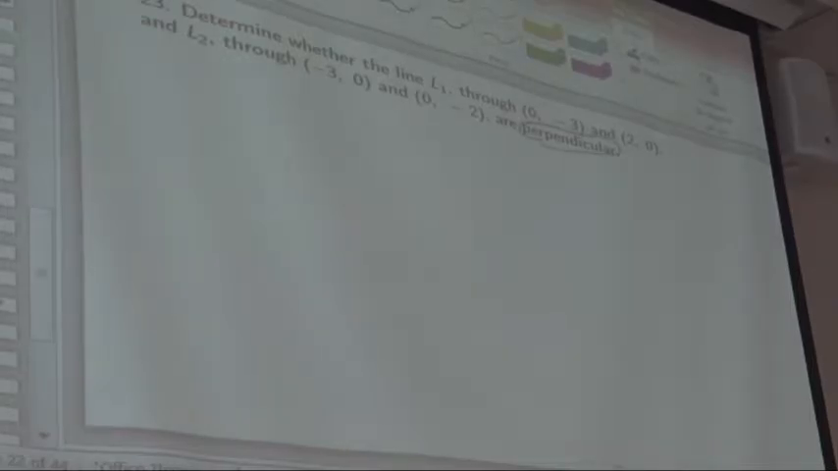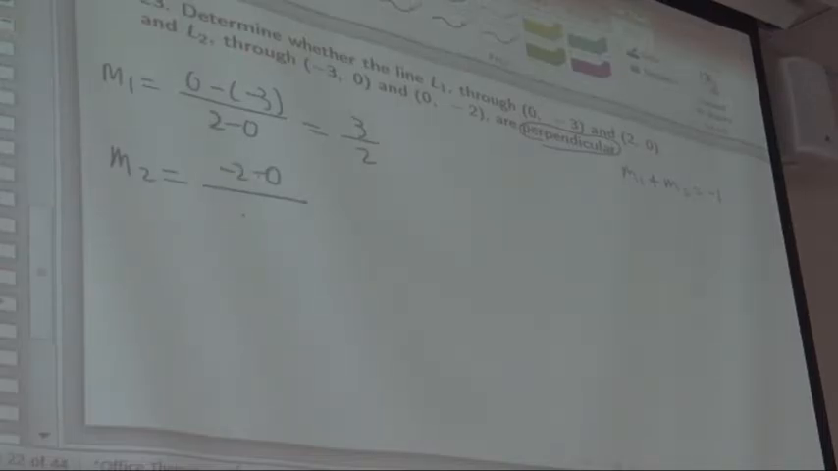So perpendicular is M1 times M2 equals -1. So find M1, which is 0 minus 3 over 2 minus 0, which is 3 over 2, and M2, which is -2 minus 0 over 0 minus 3, which is -2 over 3. So when you do the product, we get -1. So that means perpendicular.